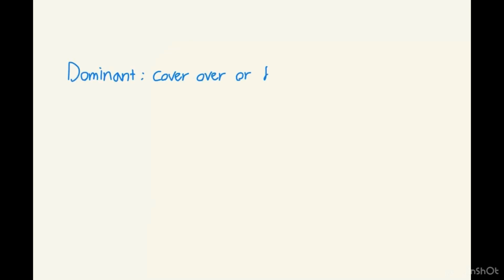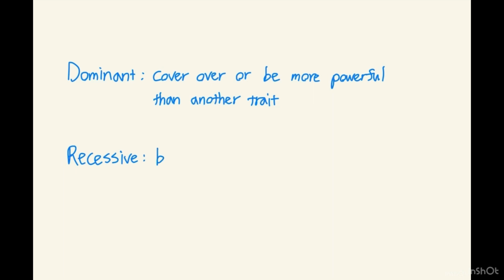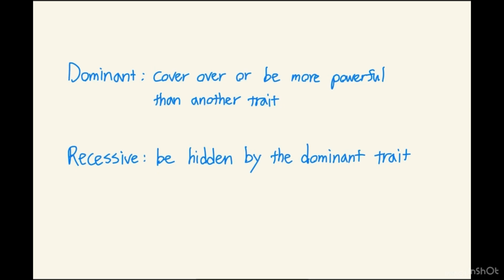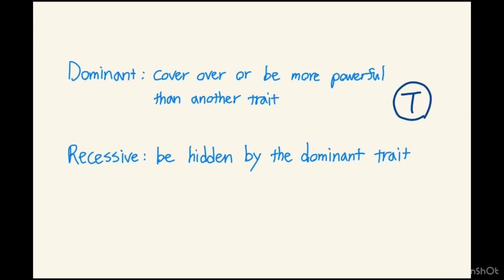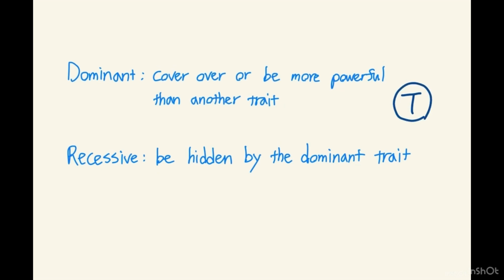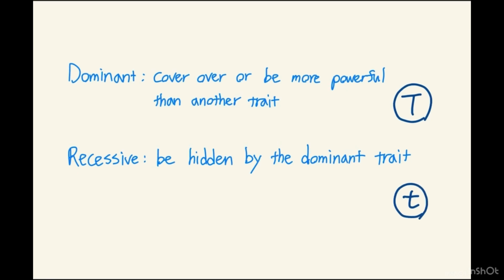Dominant traits are those that, when inherited, will cover over or be more powerful than another trait. Recessive traits are those that, when inherited, will be hidden by the dominant trait. In biology, letters are used to indicate whether a gene is dominant or recessive. Dominant genes are usually represented by uppercase letters, while recessive genes are represented by lowercase letters.